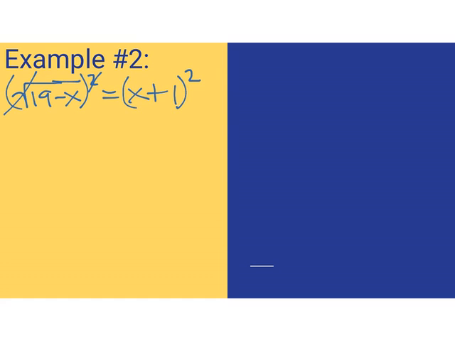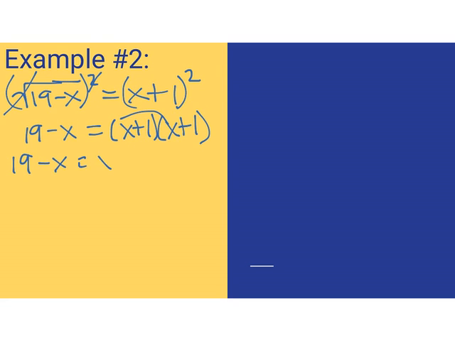So these cancel each other out. I'm left with a 19 minus x. And then you remember we cannot just distribute this 2 to here because of this plus sign right there. That makes our life a little bit more difficult. We have to do the x plus 1 times x plus 1, and we are going to be distributing now. So I'm going to go through and distribute x times x. We get x squared. X times 1, we get our 1x. 1 times x again, we get our 1x, and then plus 1.